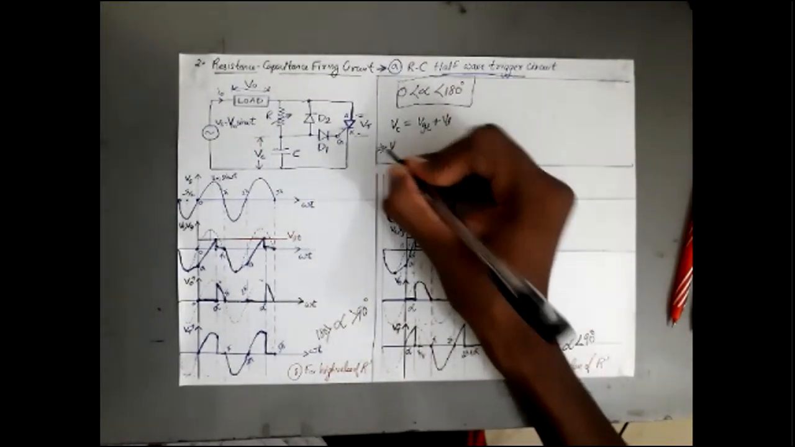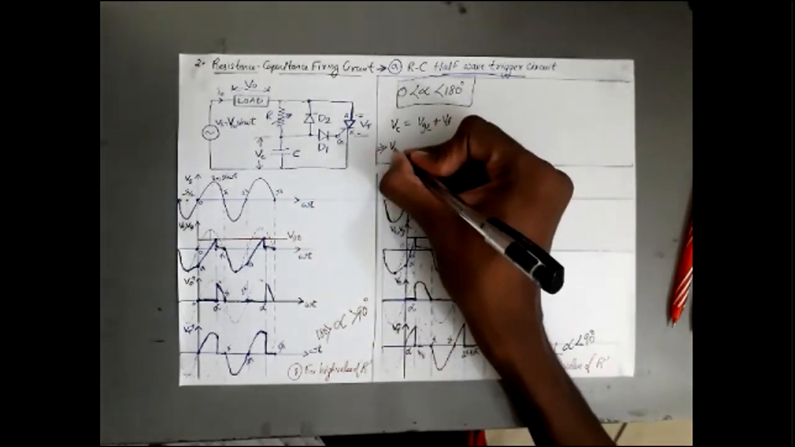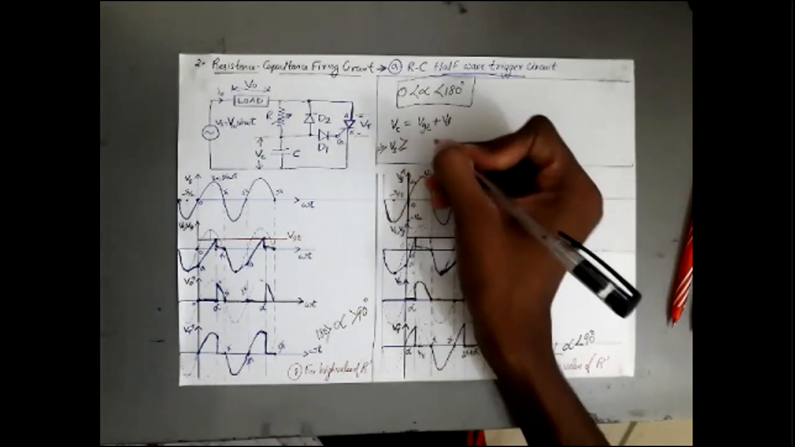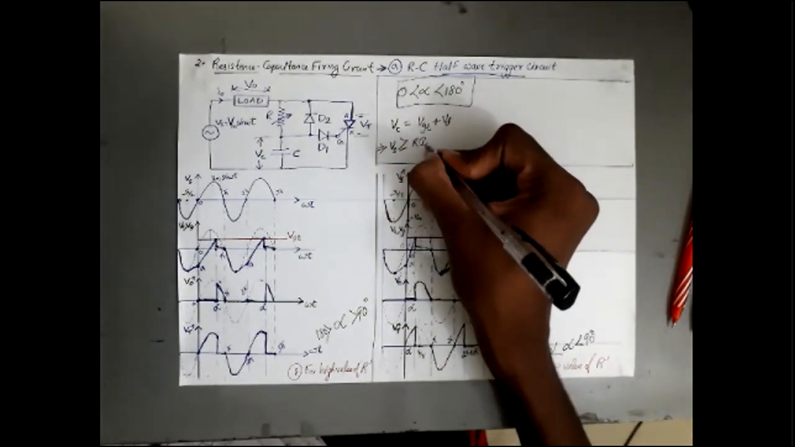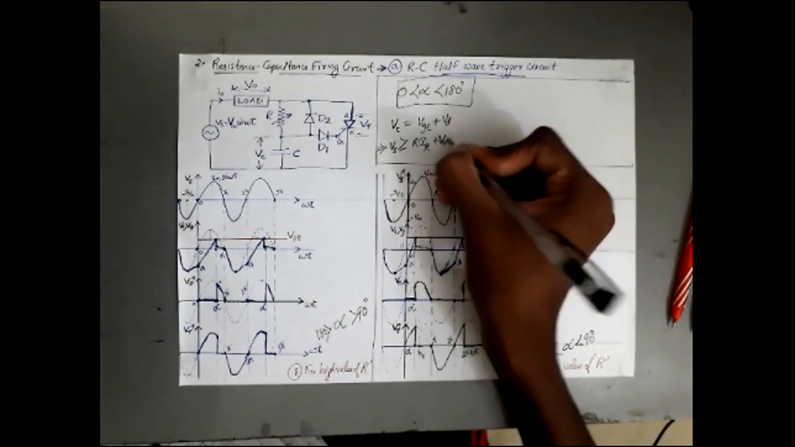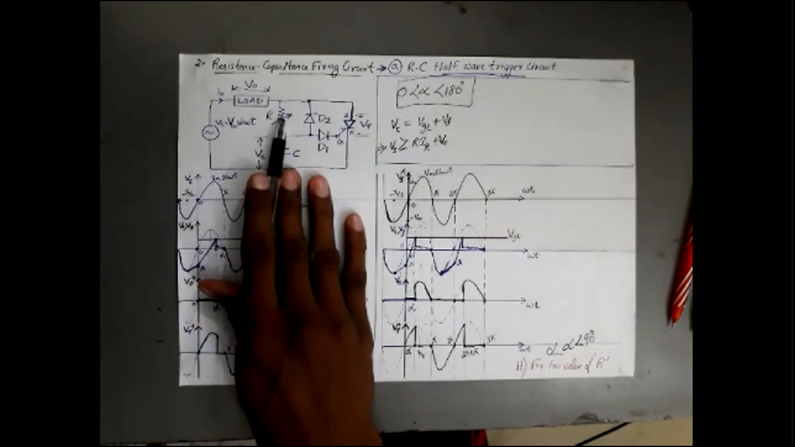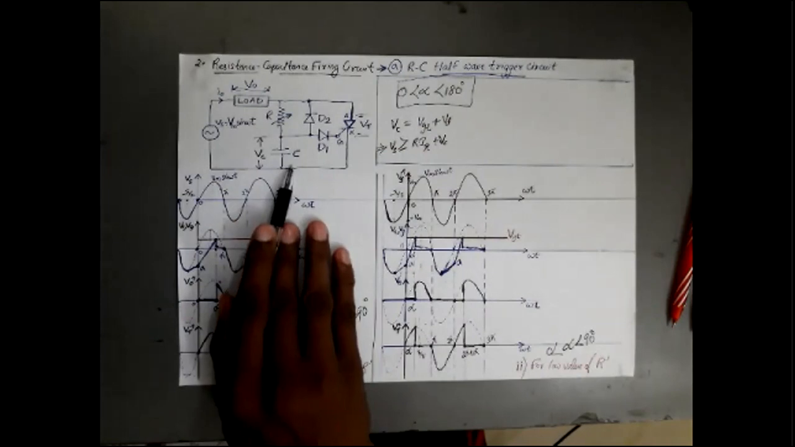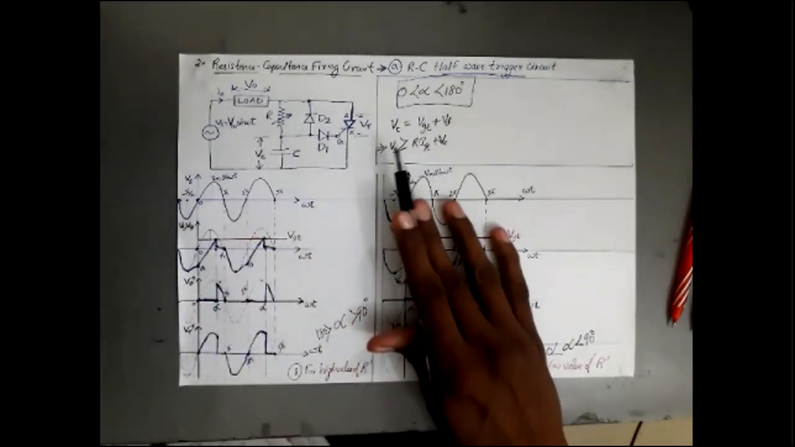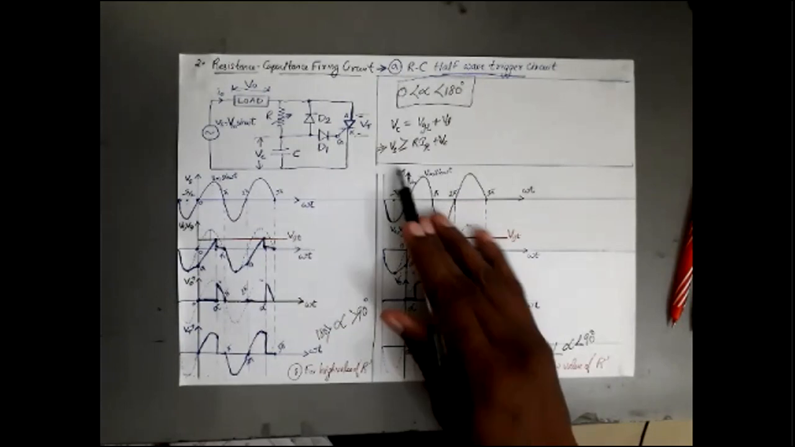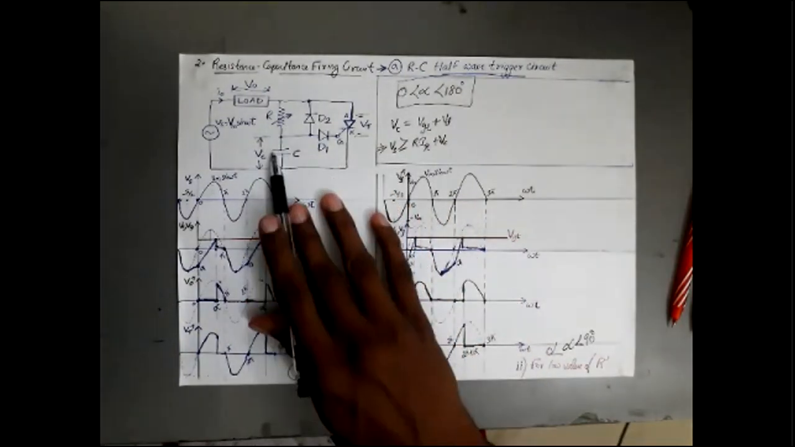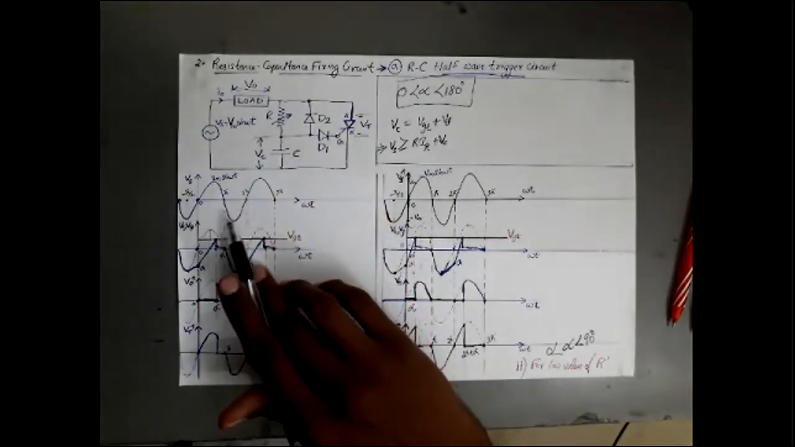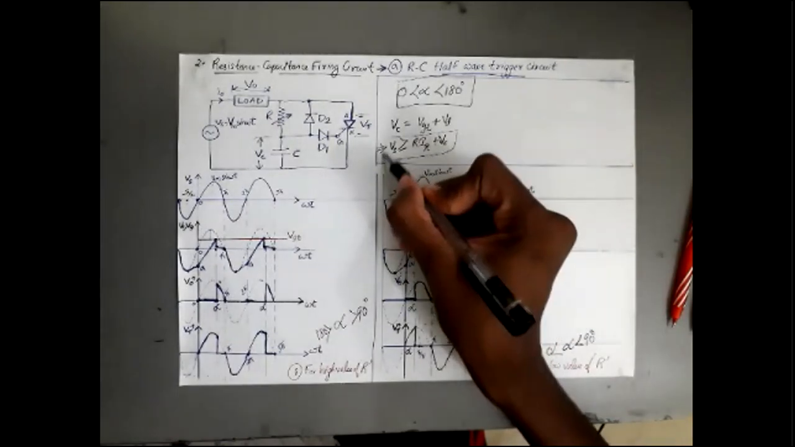At the time of triggering, the applied voltage Vs should be greater than or equal to R IGT plus VC. What is R IGT? When IGT is flowing through my resistor R, there will be a voltage drop. That voltage drop plus VC, our supply voltage should be greater than or equal to the voltage drop across my resistance and the voltage across my capacitance. Only then my SCR gets triggered. So this is the condition to trigger my SCR.